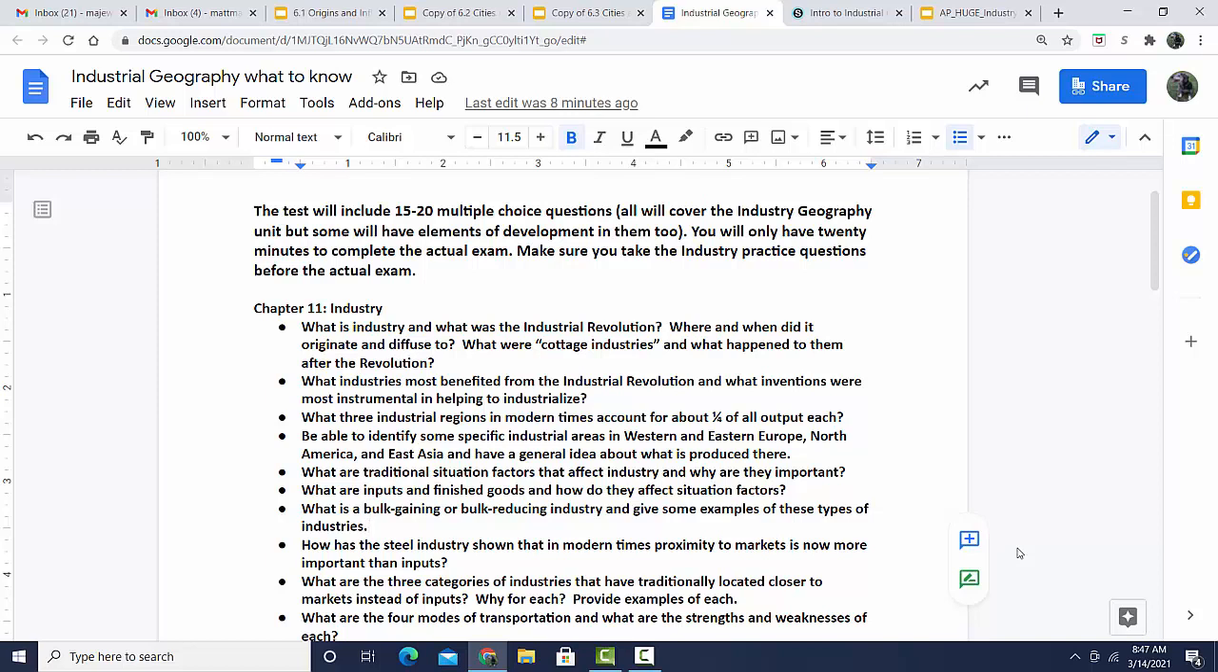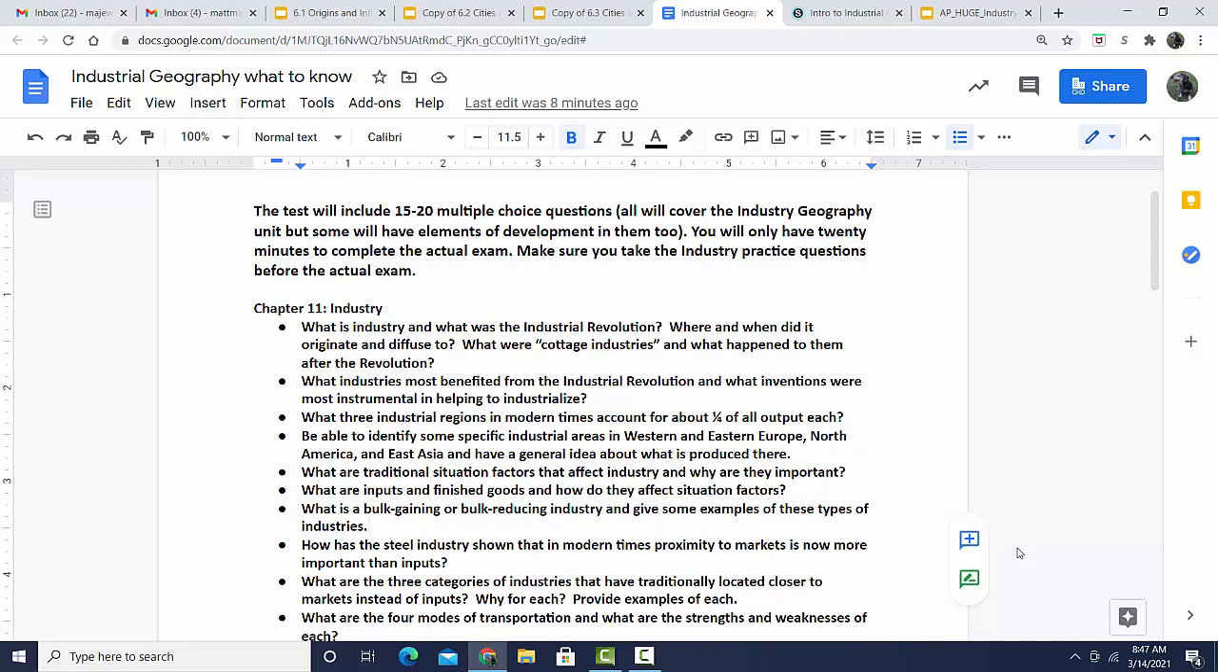When? That's a tough one. Usually it's the 1600s, 1700s, even into the 1800s. You really start to see these changes occur. At first it was in agriculture, and then eventually it merged into other industries that existed.